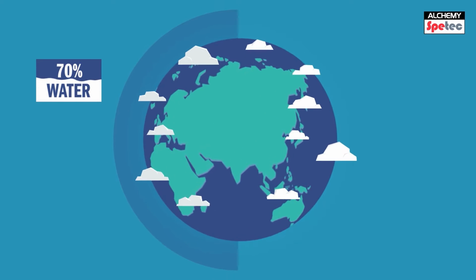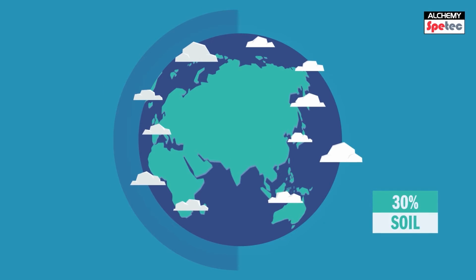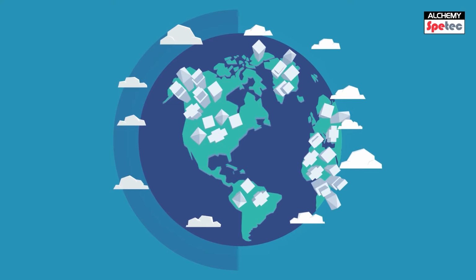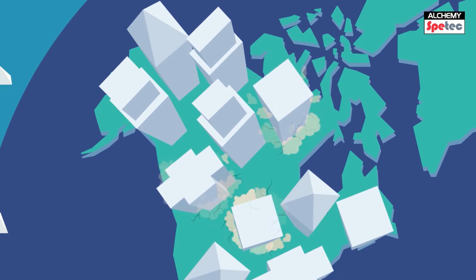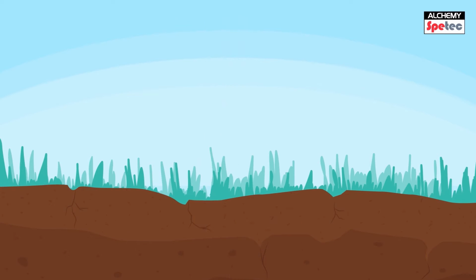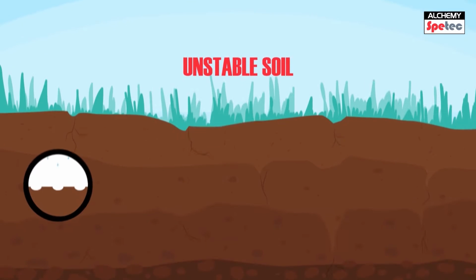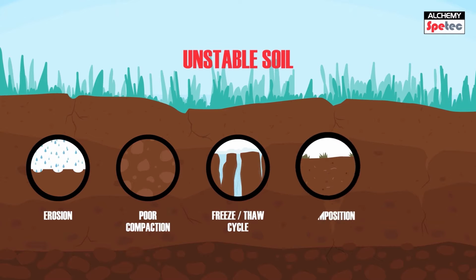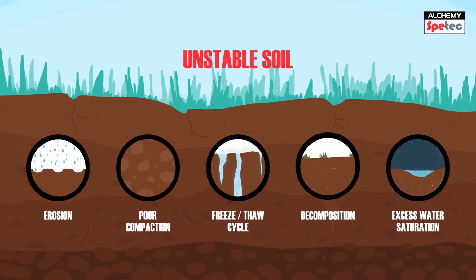Our world is 70% water. That leaves 30% land for us to live on. But not all of the soil under our feet is stable, and that can cause extreme and costly damage to buildings and other infrastructure. Unstable soil can be caused by erosion, poor compaction, freeze-thaw cycles, decomposition, and heavy rains.